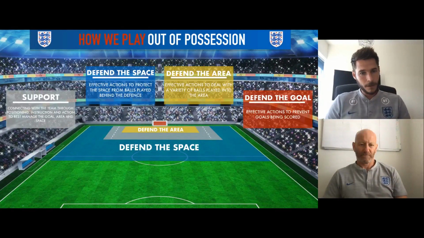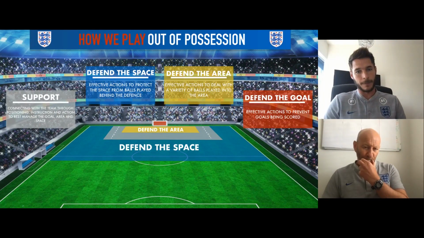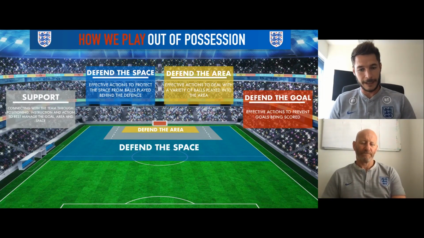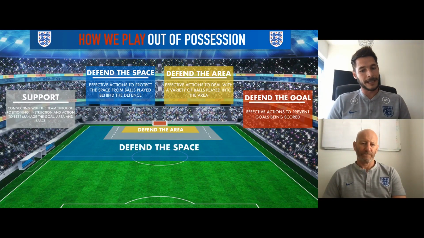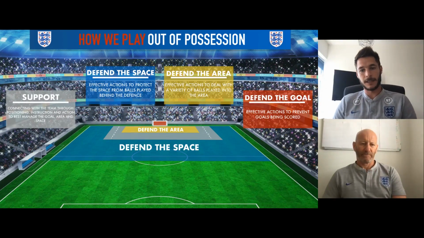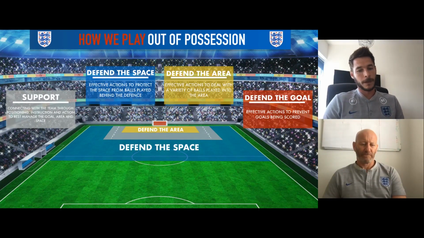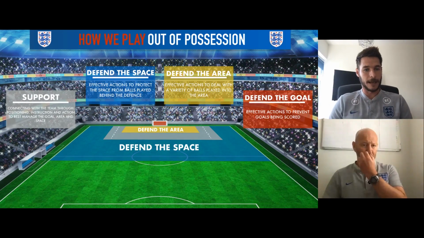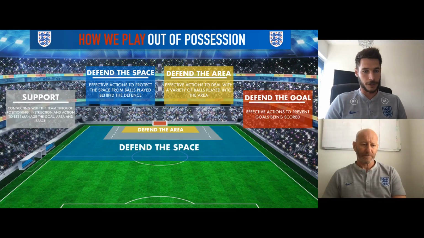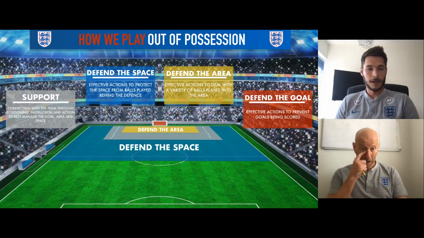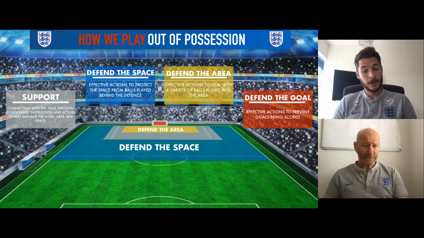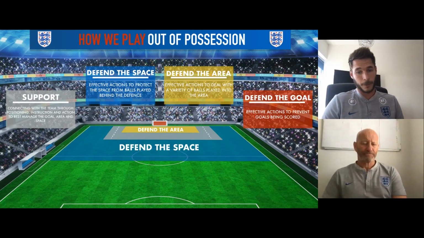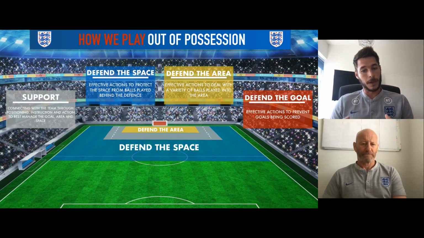So moving on, we're going to look at how we play out of possession, the model from the England DNA. We break this down into four key areas: the support area, defend the space, defend the area, and defend the goal. First of all, I'm going to talk to you about support. You can see and read there: connecting with the team through positioning, instruction, and action to best manage the goal area and space. Quite self-explanatory. That is, what support position is the goalkeeper going to be in through a phase of play? You spoke about transition there, Mick.